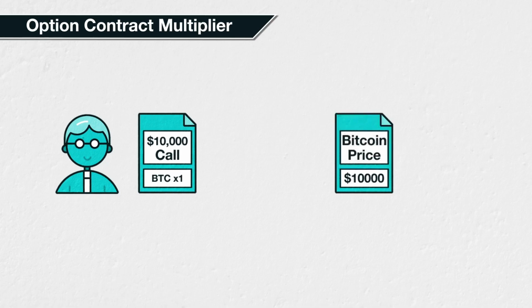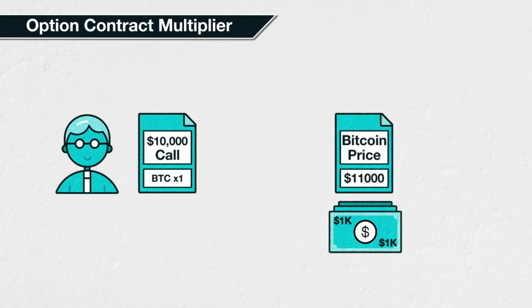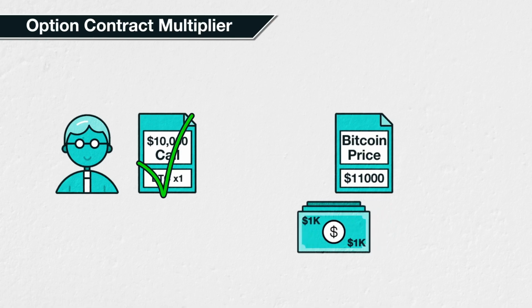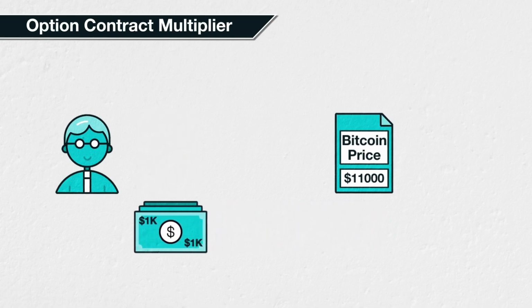So let's assume this $10,000 call option expires when the price of Bitcoin is $11,000. As it's cash settled, the call option buyer receives the difference between the current price of $11,000 and the strike price of $10,000, which of course is $1,000. The multiplier is 1, so they receive $1,000 in total. There will be plenty more examples detailing the exercising and closing of option positions later in the course, so don't worry if you're not completely comfortable with this concept yet.